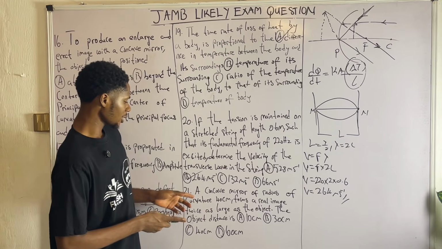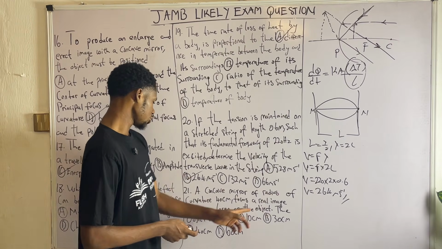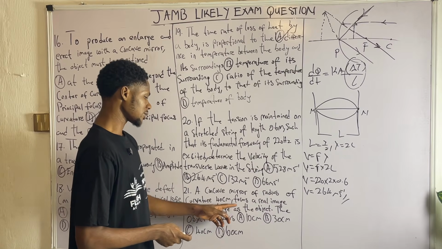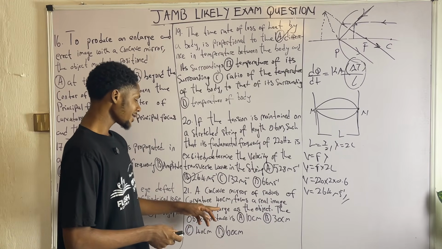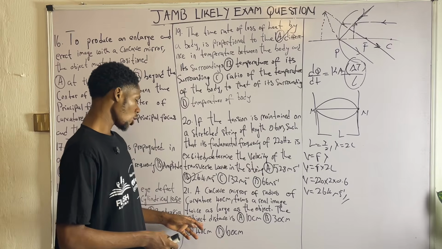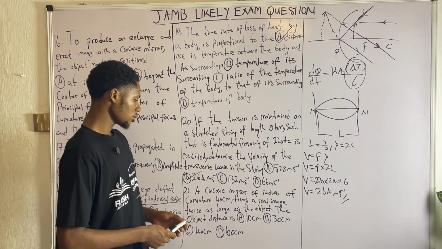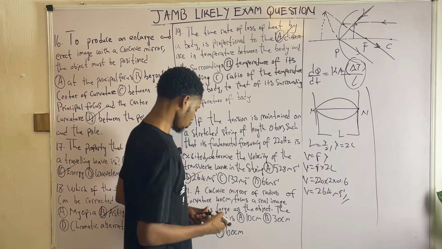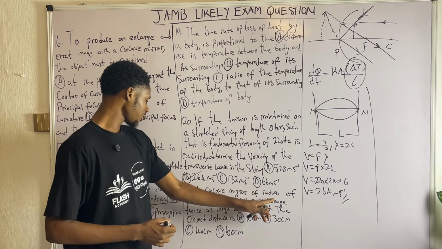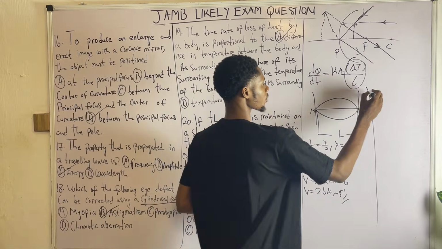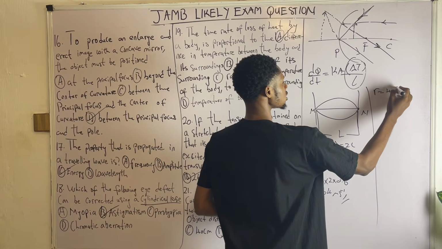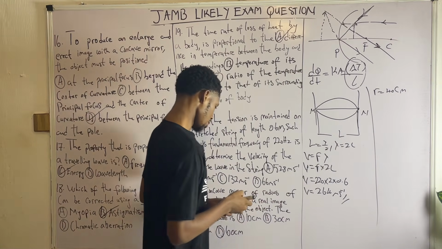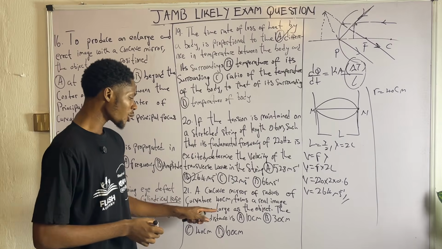Now we have another question on the board. A concave mirror of radius of curvature 40 centimeter forms a real image twice as large as the object. The object distance is what? First things first, let's look at the parameters for us to solve. The concave mirror has a radius of 40 centimeter. And then it says twice as large.